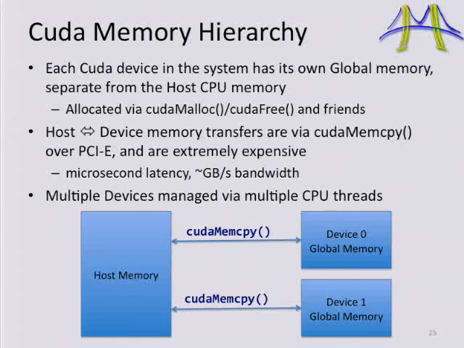To transfer memory back and forth, you use these CUDA memcopy functions that are very expensive. You maybe have 5 or 6 gigabytes per second of bandwidth between the CPU and the GPU, and in the current implementation you don't have a direct memcopy from device 0 to device 1. So if you have multiple GPUs and you want to communicate data from one to the other, you actually have to transfer that back to the CPU's memory before you can transfer it to the other GPU's memory.